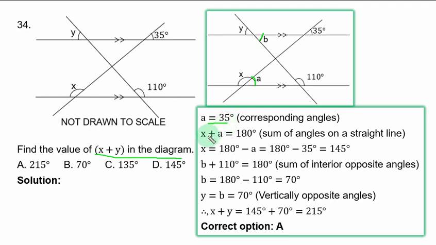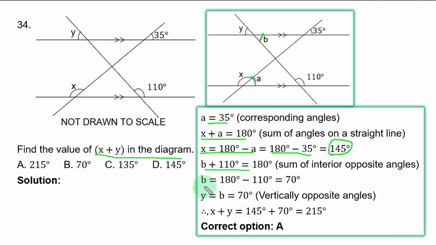So if you add s plus A, the sum is 180 degrees, sum of angles on a straight line. So s is equal to 180 degrees minus A, that is 180 degrees minus 35 degrees, and you have 145 degrees. Now B plus 110 is equal to 180, sum of interior opposite angles. That is what you have there.